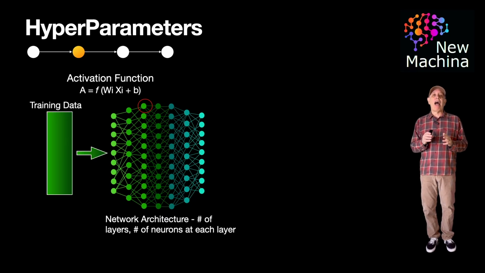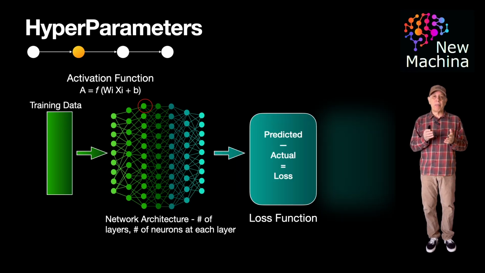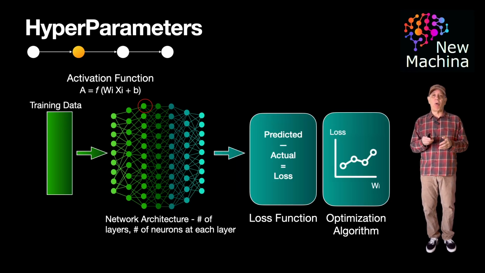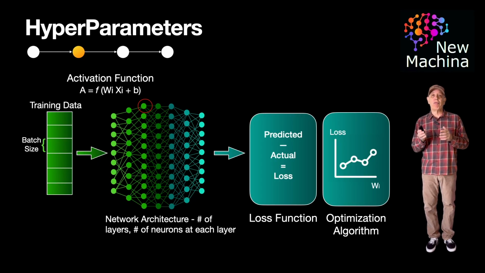The next category of hyperparameters involves training the neural network. The first hyperparameter in this category is the learning rate. This controls the step size during the optimization process. The next hyperparameter influencing training is the batch size. This determines the number of training samples used in one iteration before updating weights.